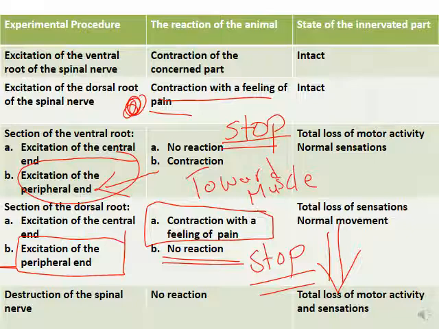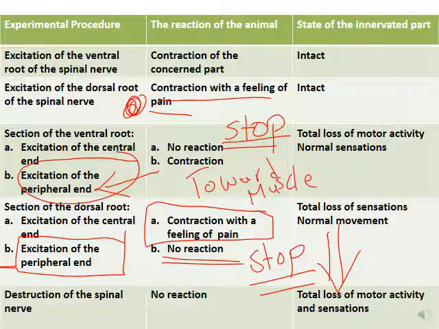So here we can conclude that the message propagated to the spinal cord, to the brain, and then to the muscle. While after sectioning of the dorsal root and excitation of the peripheral end, what happened here? There is no reaction. So we can conclude that the message propagated in a centripetal direction, toward the center, toward the brain and the spinal cord. So here we can conclude that the nervous message in the sensory dorsal root propagates in a centripetal direction.